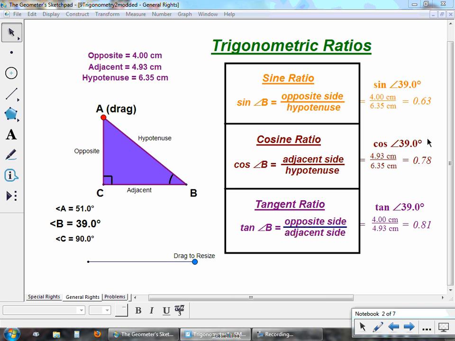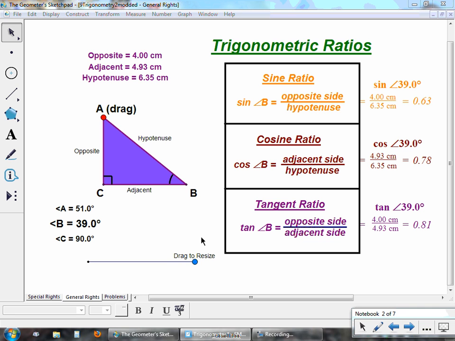For the cosine ratio, I would do the adjacent side over the hypotenuse. The adjacent side is 4.93, hypotenuse is 6.35. I divide those two, I get 0.78. And our tangent ratio is the opposite side over the adjacent side. So tangent of 39 degrees would be the opposite side 4 divided by the adjacent side 4.93, and we get 0.81. So those are our ratios for a right triangle with an angle of 39.